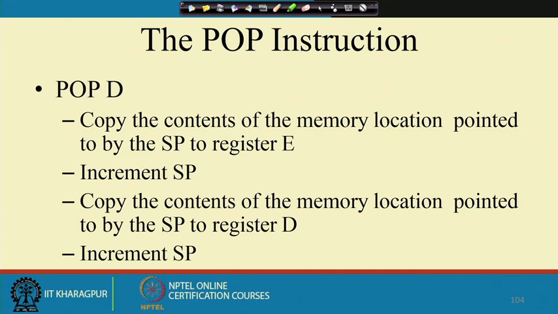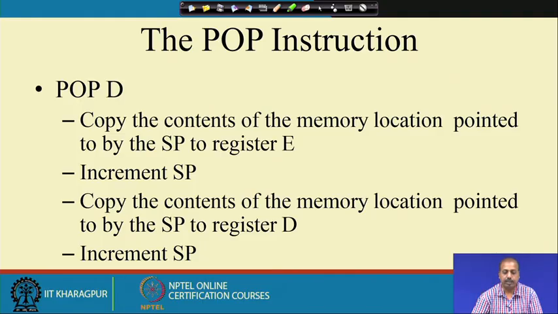The way it operates is that it copies the content of the memory location pointed to by the stack pointer to the E register, then increments the stack pointer, and then copies the content of the memory location pointed to by the stack pointer into the D register, and then increments the stack pointer again.